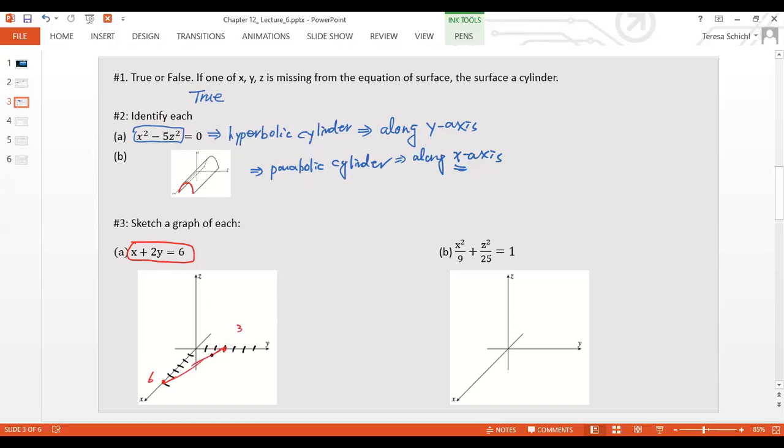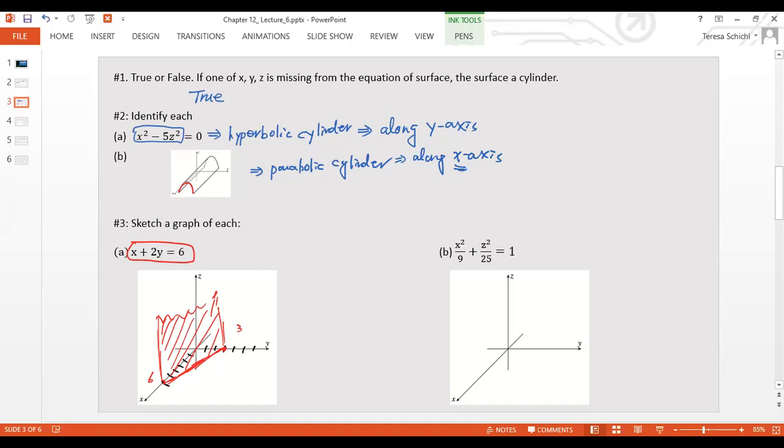So the trace is a line, right? The trace is a line because I'm missing the z. So I know this will be a plane here. So it's kind of like a plane, which means it's continuous, right? So this will be the plane. And in fact, this is a special cylinder also, because it satisfies the cylinder definition here.